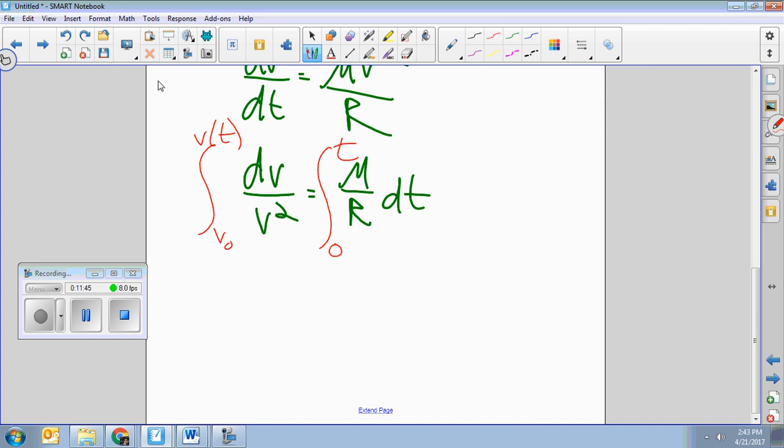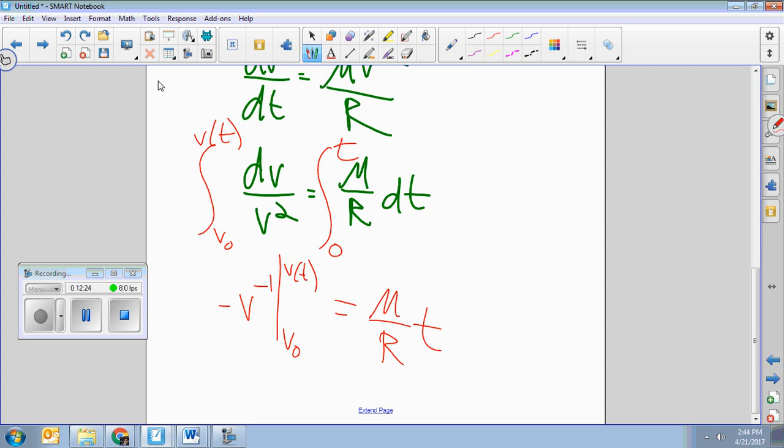So this is v to the negative 2, right? So I believe that integral is going to be what? Negative v to the negative 1, right? Evaluated between v naught and v of t equals over here, but not really, right? None of this depends on t, so the integral is just mu t over r, right? Evaluated between 0 and t, so you're just going to get u over r times t, right?